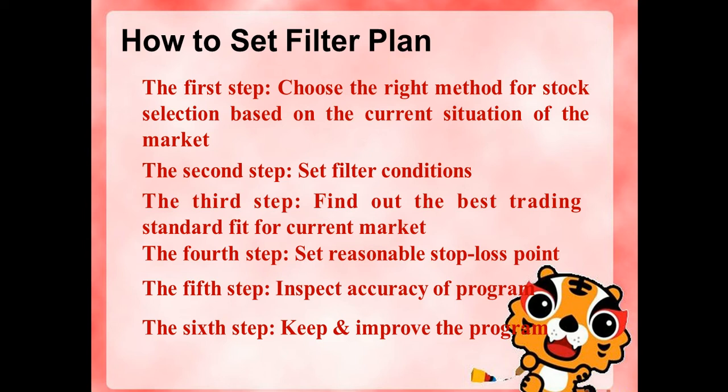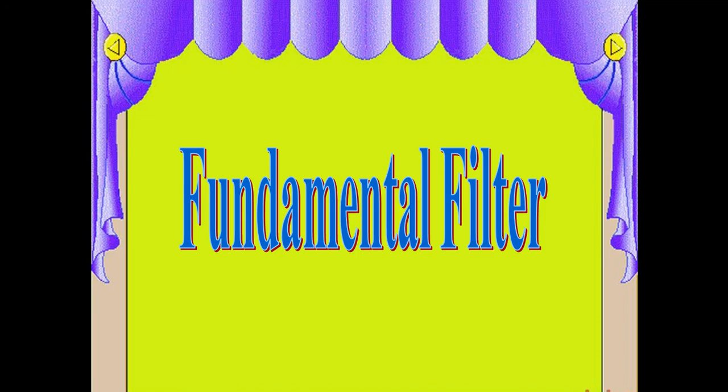Because if you use this filter method, every time you should check whether the accuracy of the program is good or not. Okay. So the last one, keep and improve the program. So if you see this filter platform is not good, you'd better improve it. Okay. So this is for setting the filter plan. The next one, for the first one, I will teach you how to use some conditions according to the fundamental filter. The next one, I will teach you how to use the Homely filter program to filter.